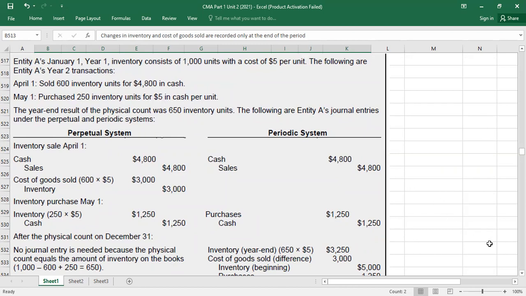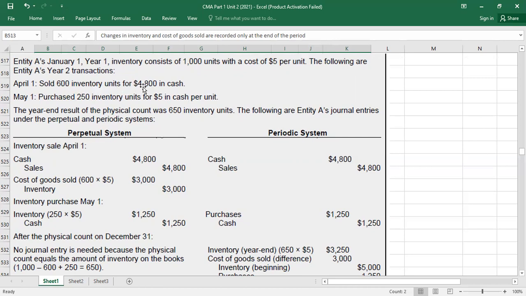So how will we record this transaction? If you are using the perpetual system, please focus on the entries first. I'm using the perpetual first. On April 1, how many units did we sell? We sold 600 and we sold it for 4800. You can look at here.